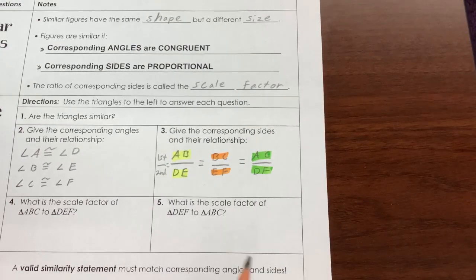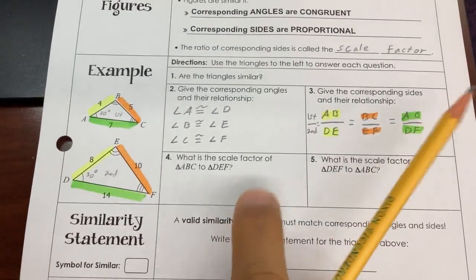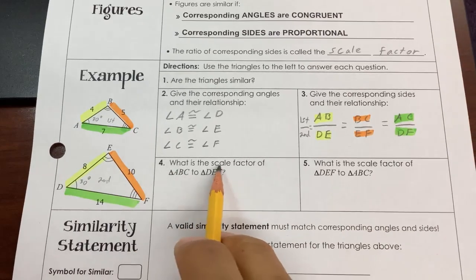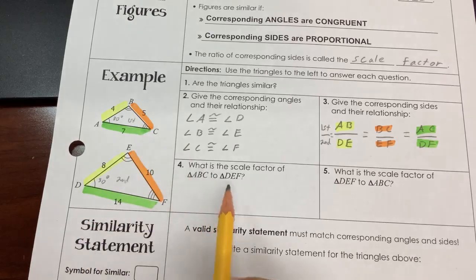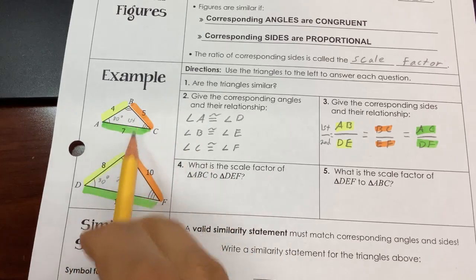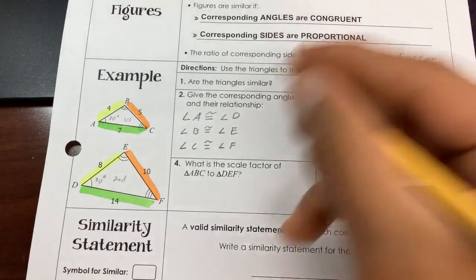All right, so now that we have corresponding angles and corresponding sides, let's take a look at the scale factors that were used to figure this out. In here it's asking, what is the scale factor of ABC, this first one, to DEF, the second one? If I moved from this triangle to this triangle, it got larger, right? So what's the scale factor? What caused it to be bigger? Well, here's how we figure this out.